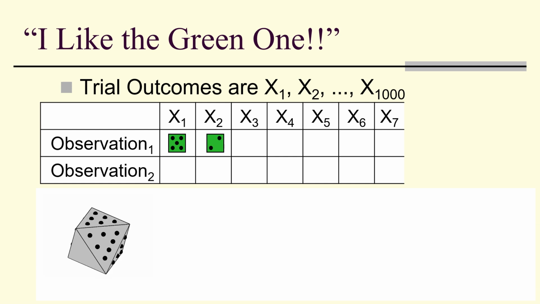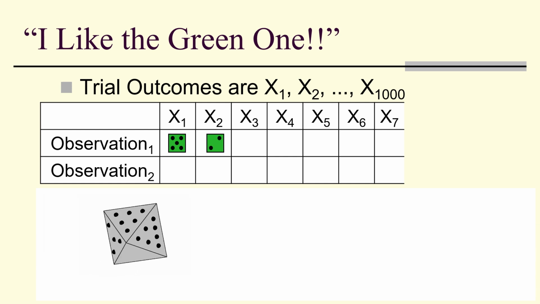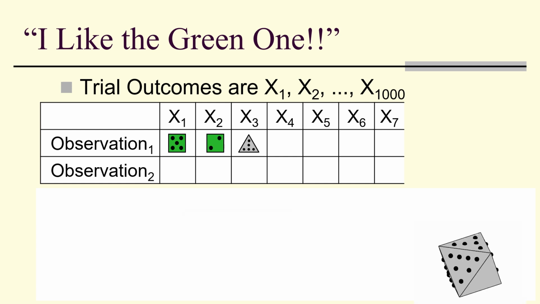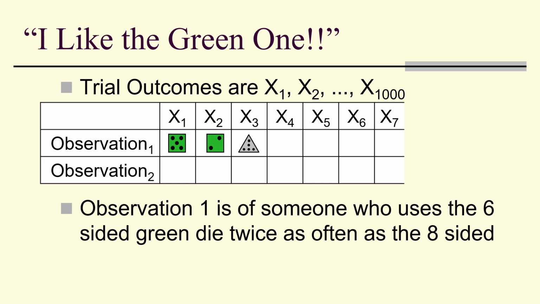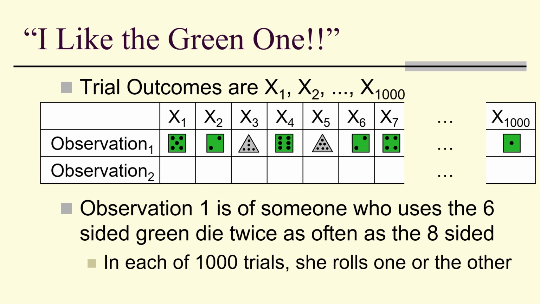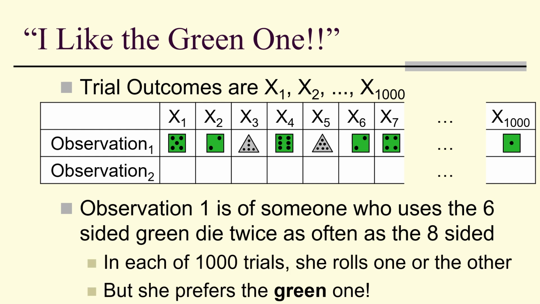And then maybe you roll the gray die, and then you record the result. So observation 1 is of someone who uses the 6-sided green die twice as often as the 8-sided die. So their data looks something like this. In each of the 1,000 trials, she rolls one or the other, but she prefers the green one. So about twice as many rolls with the green as with the gray.